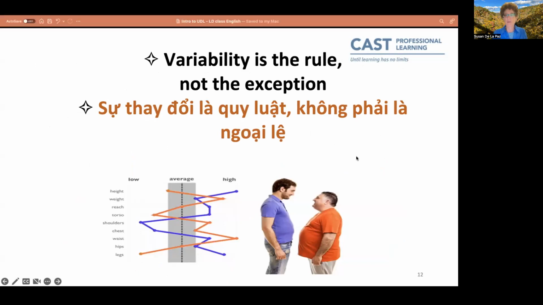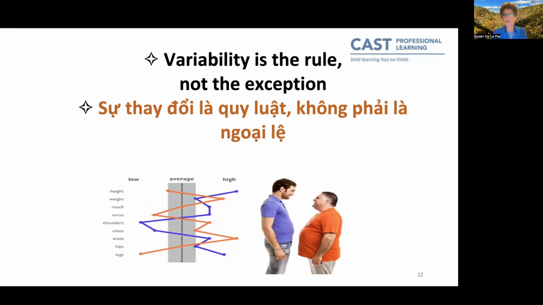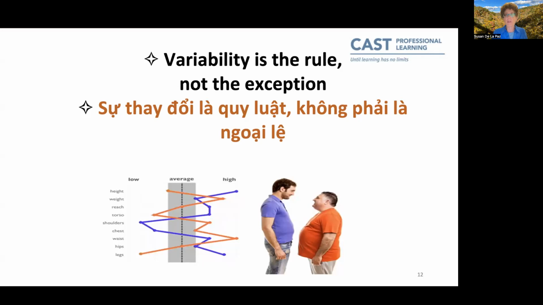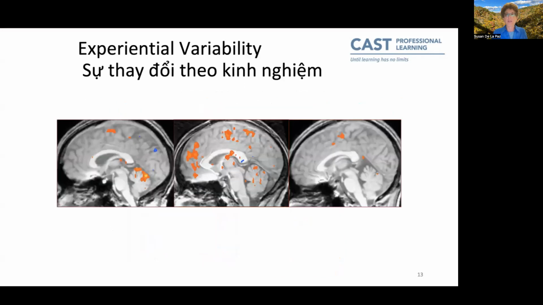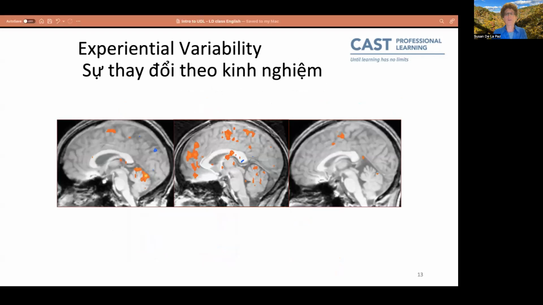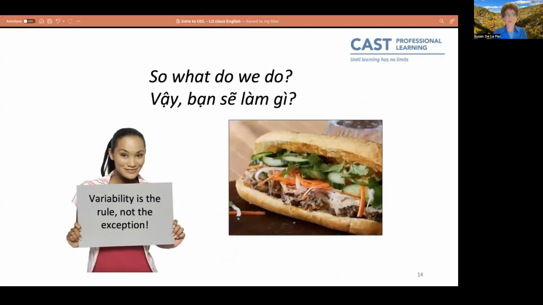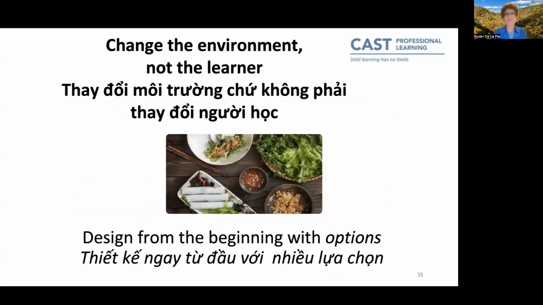It's not the exception. And on the picture, there are also 2 different guys, one tall and thin, one short and stout, and they are going to definitely need different clothing, right? Variability is always there. Now I have a picture with some PET scans. We talked about that in class together. In this situation, different people were asked to do the same thing, and different areas of the brain are being activated.